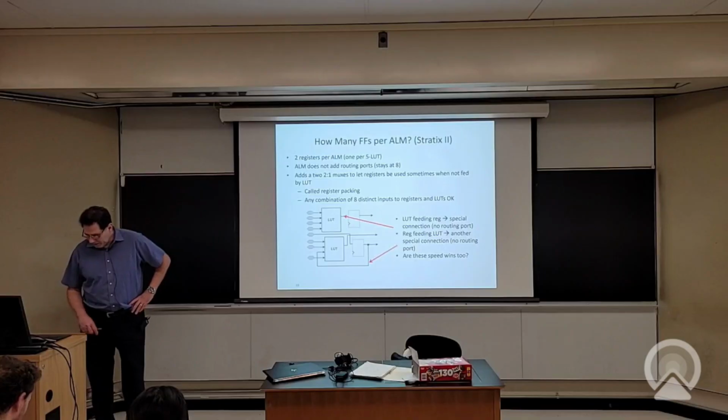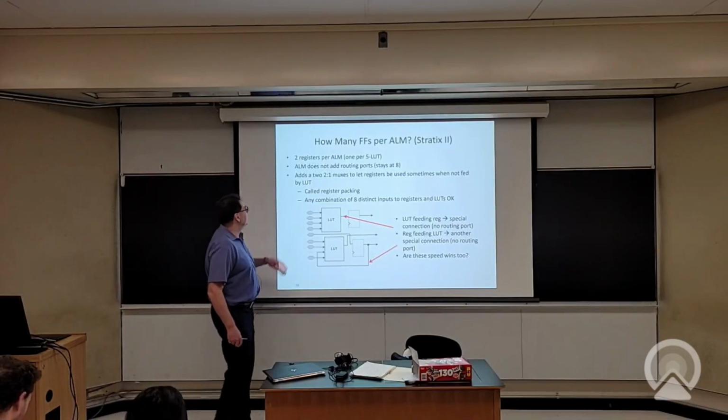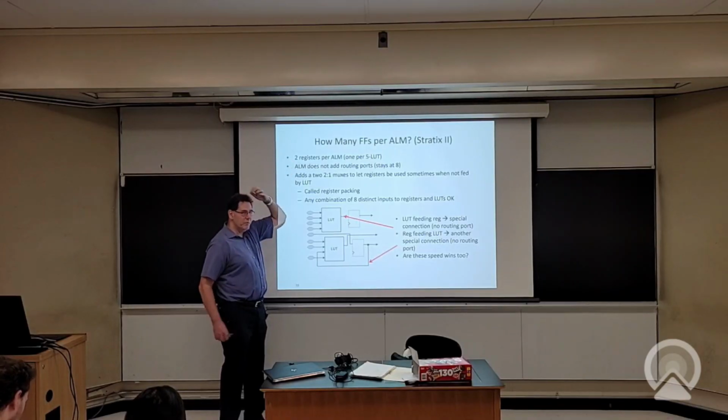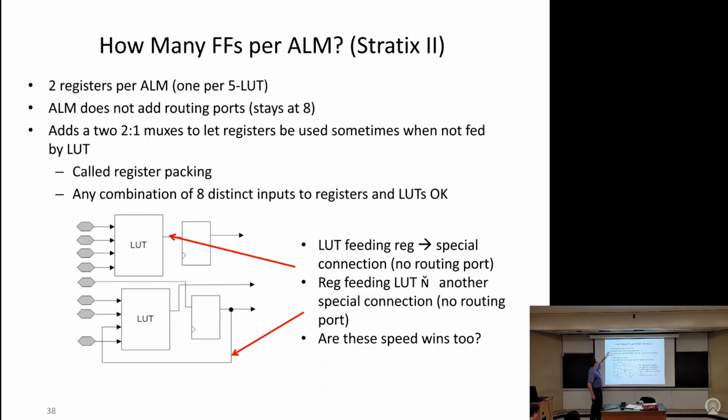So what Altera did, as described in that paper, is 2 registers per ALM, so 1 for each 5 LUT, but keep the number of routing ports the same at 8. Okay, I already have 8, so we can make this fractionable 5 LUT more usable. Let's stick with that. It adds a couple of very small 2-to-1 muxes. That's a much smaller mux than what you would build to connect into the regular routing, so it's not too expensive. The idea of these extra little muxes is to let registers be used sometimes when they're not directly fed by the LUT.